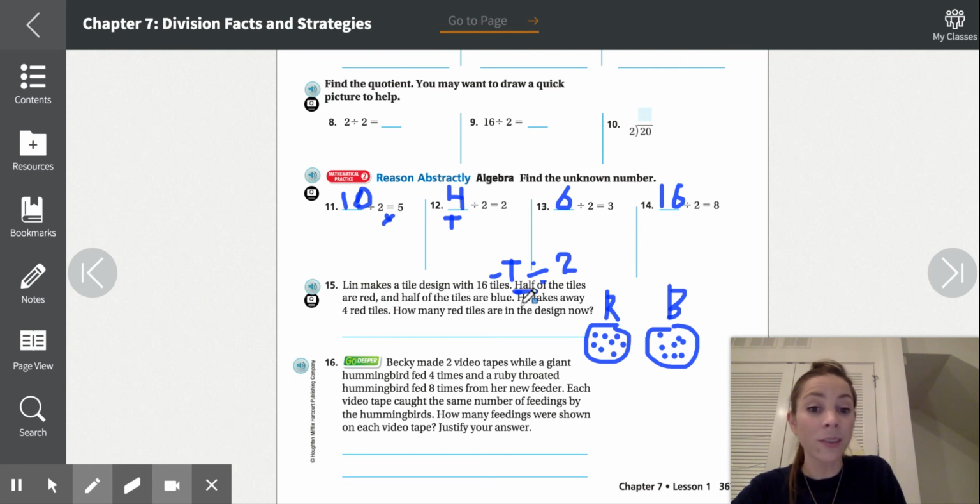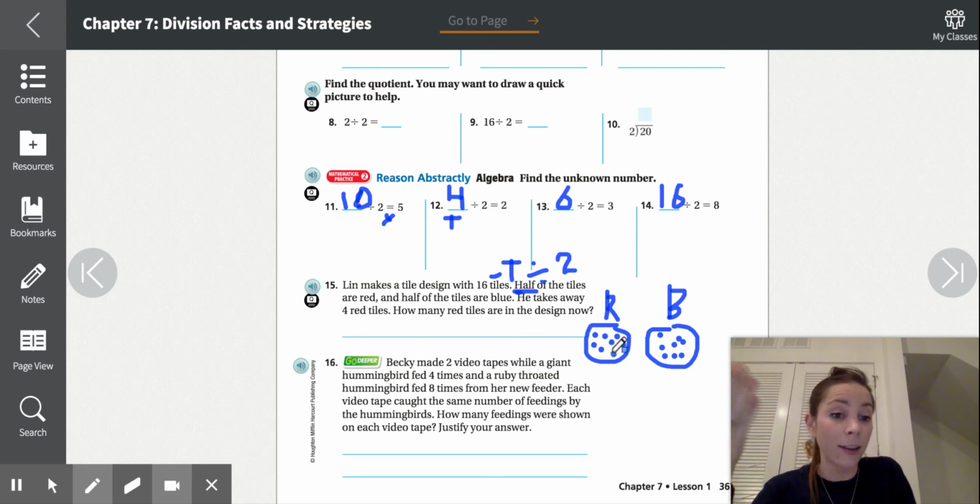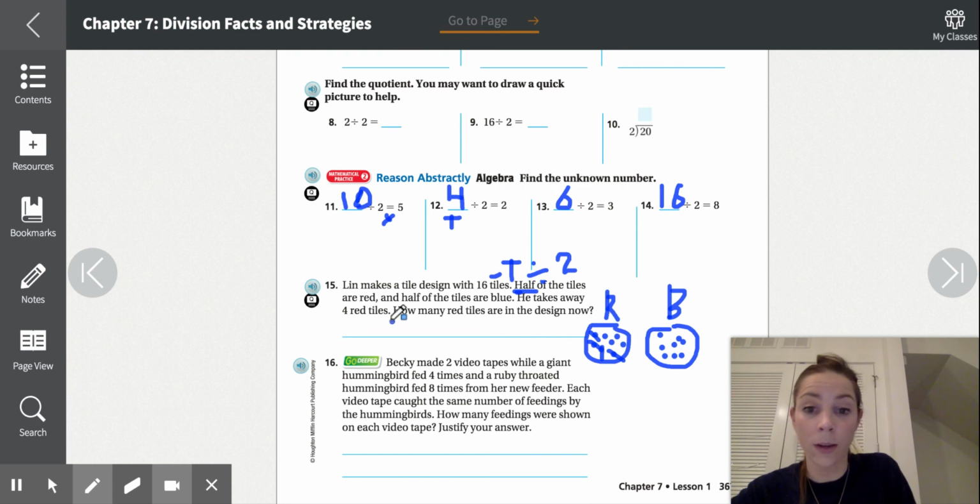Then there's another step. He takes away 4 red tiles. So when we say take away, that makes me think of subtraction or Xing them out. So now I'm going to X out 4 of these. 1, 2, 3, 4. How many red tiles are in the design now? So like left over. So there's 1, 2, 3, 4 red tiles left. They didn't ask me to do anything with the blue.